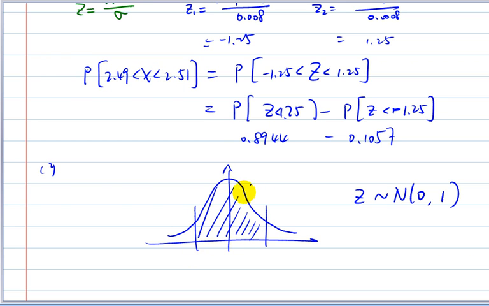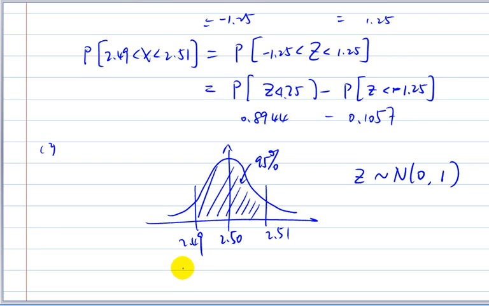So this is going to be the 95% here, and this is your mean value, 2.50. This is 2.49. This is 2.51. And we calculate this Z. We want this one to be 95% of the area here.